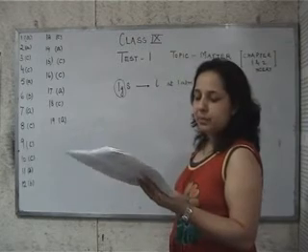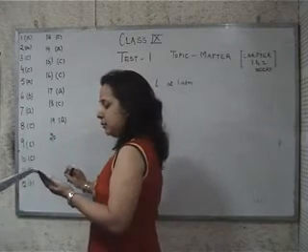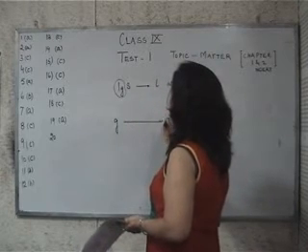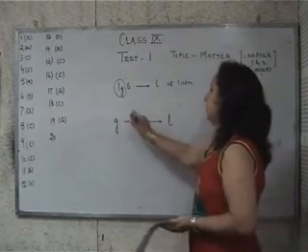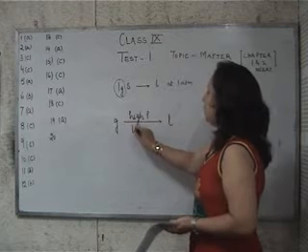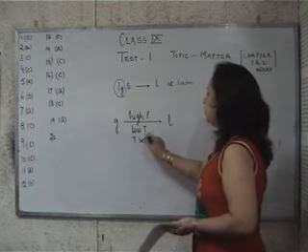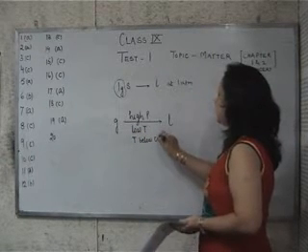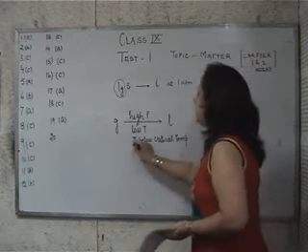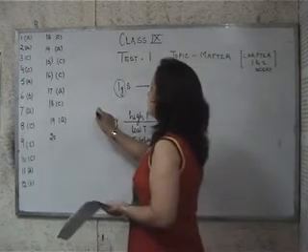20th question, gases can be liquefied by. A gas can be changed into a liquid state by applying high pressure and by giving low temperature, that means temperature below critical temperature. Above critical temperature, we can't liquefy a gas. We can liquefy a gas only below critical temperature.